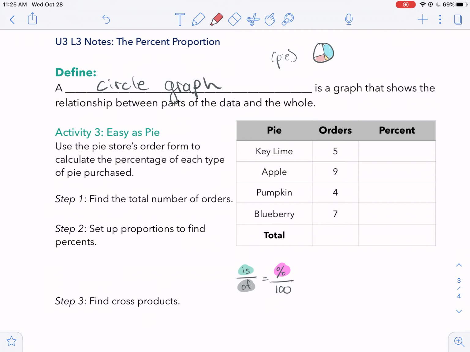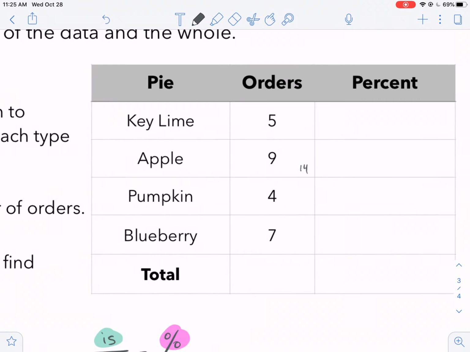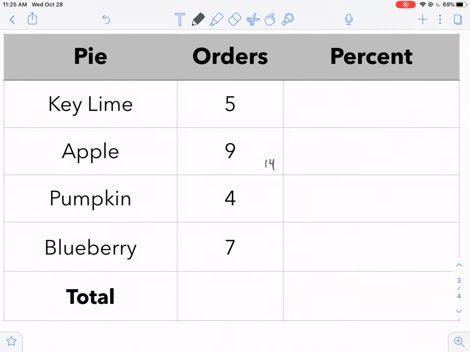So we have a pie store, and it has all these little orders, and we want to figure out what percent of each pie type is purchased. In order to find the percent, we need to figure out what our of number is first. So let's add up how many we have total. 5 plus 9 is 14. 14 plus 4 is 18. 18 plus 7 is 25. So we have a total of 25 pies.